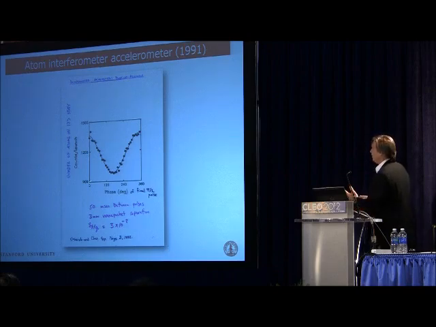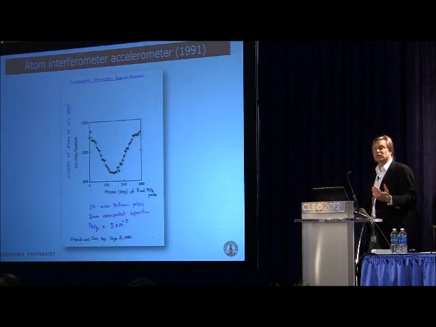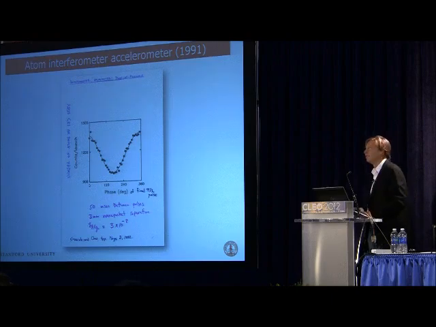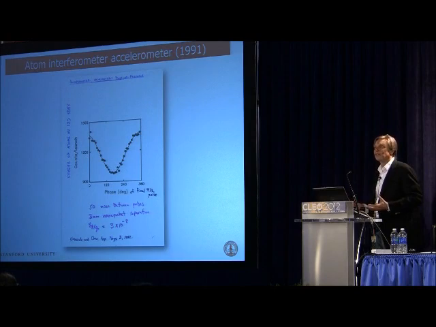And that's what I show here. Literally, as we scan the phase of that last grating, you see a change in the population of atoms at the output port of the interferometer, just like you would see the change in the number of photons at the output port of an optical interferometer as you scan the phase in a Mach-Zehnder interferometer. And by counting those atoms, you build up an interference fringe.